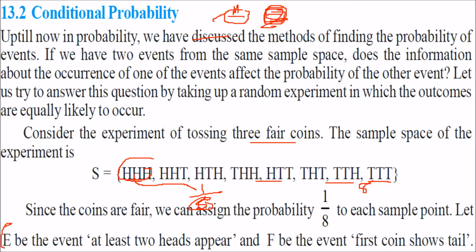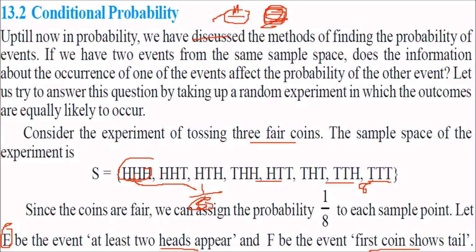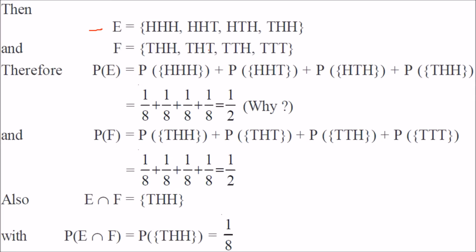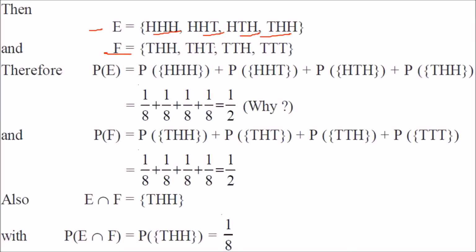Let us say E is the event that at least 2 heads appear, and F is the event that the first coin shows tail. So F is the first coin shows tail, and E is at least 2 heads appear. At least 2 means the outcomes with 2 heads and the one with 3 heads. And F is all those outcomes where the first coin is tail.